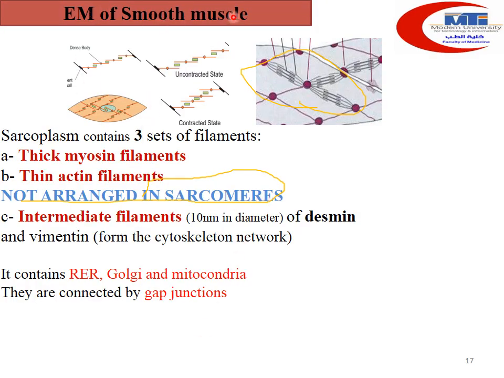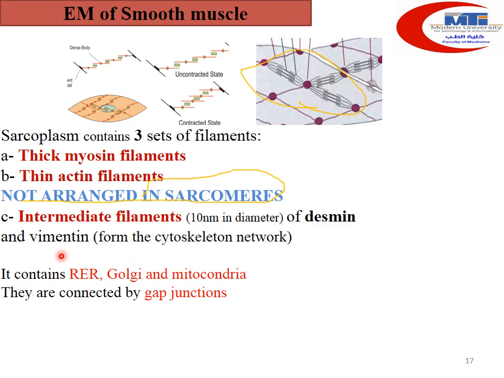Electron microscope of smooth muscles. The sarcoplasm of smooth muscle contains 3 sets of filaments: 1. Thick myosin filaments. 2. Thin actin filaments. 3. Intermediate filaments. Thick myosin filaments and thin actin filaments are not arranged in sarcomeres. Intermediate filaments are formed of desmin and vimentin proteins, which form the cytoskeleton network.